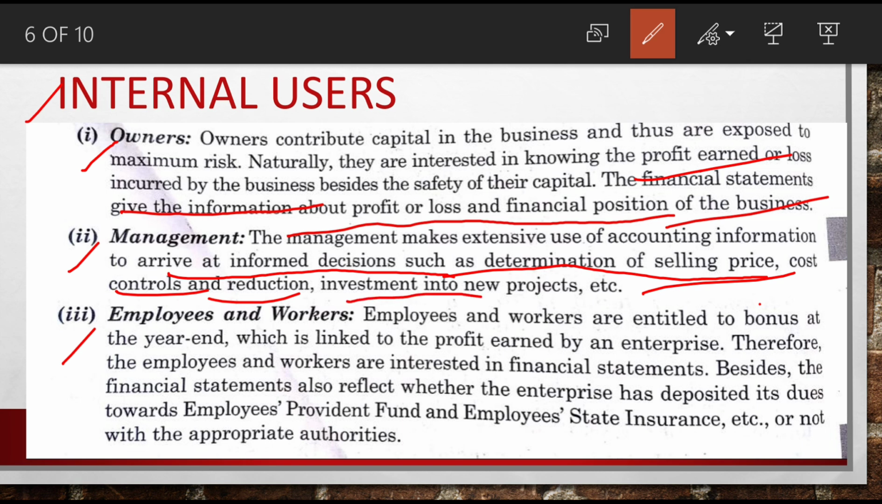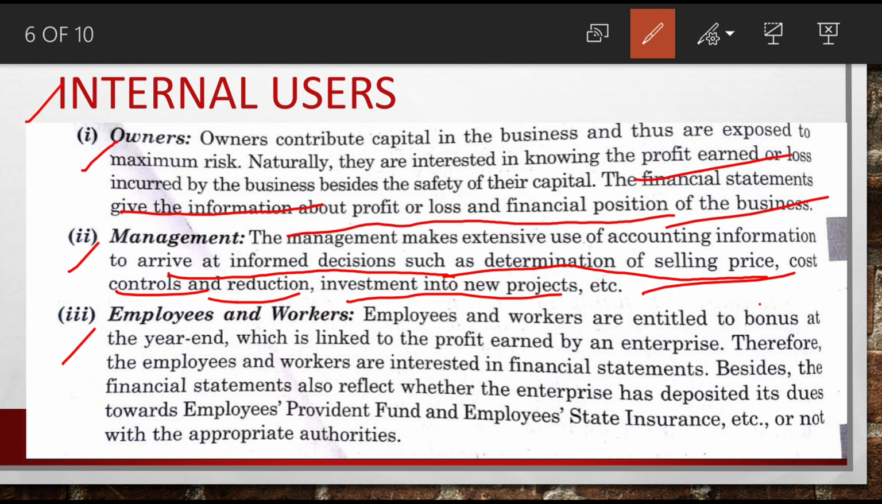Then investment into a new project. So who is taking this decision about starting a new project? Management. These decisions they are definitely taking on the basis of accounting information. So that's why management requires this type of information.